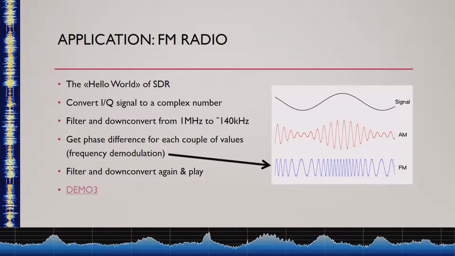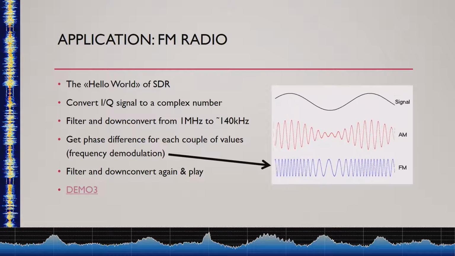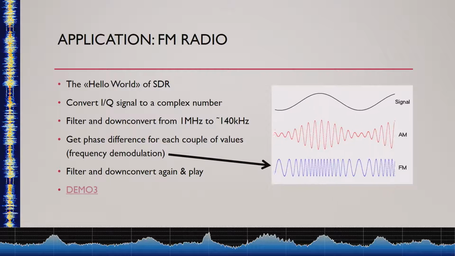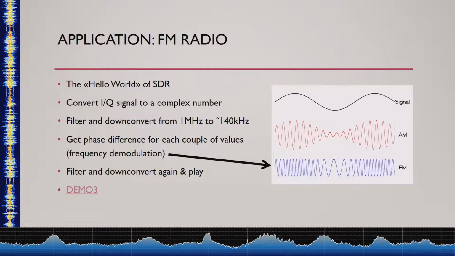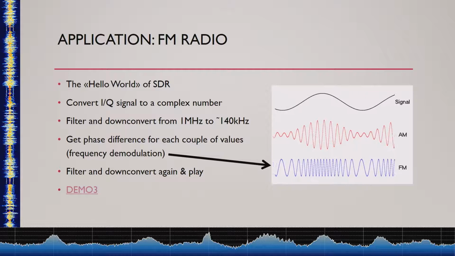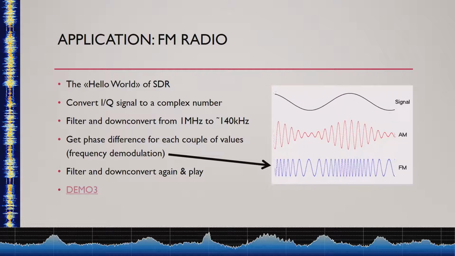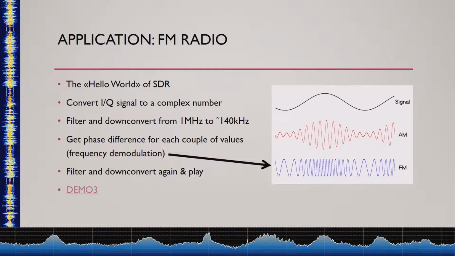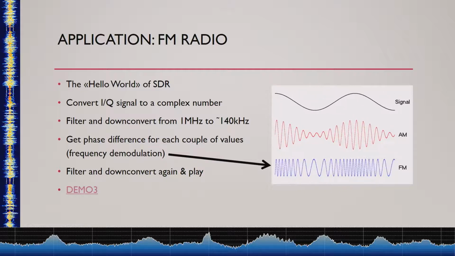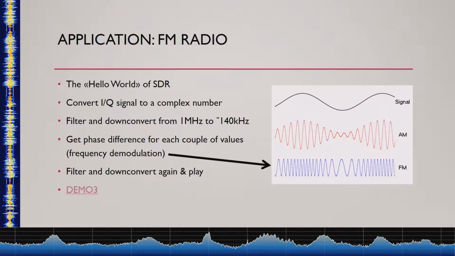This is in contrast with amplitude modulation that you can see in the middle row, where the amplitude of the signal reflects the original signal itself, while the frequency stays constant over time. Okay, let's see a demo.